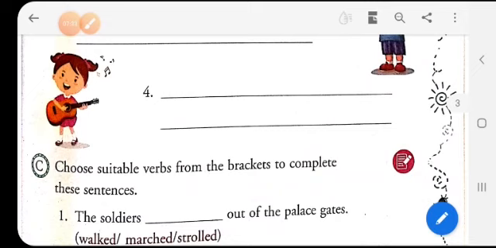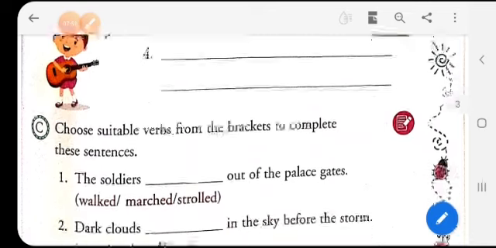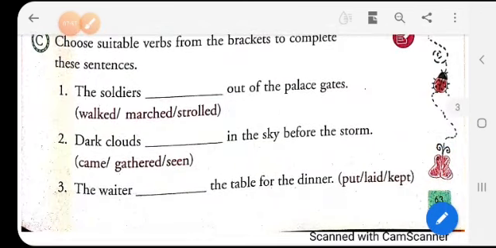So children, I told you everything and I made you recognize all the pictures. So it's now your turn to write it down properly in the blanks. Now, let's see what is in the exercise C. Choose suitable verbs from the brackets to complete these sentences. So let's now select the proper verbs from these options.